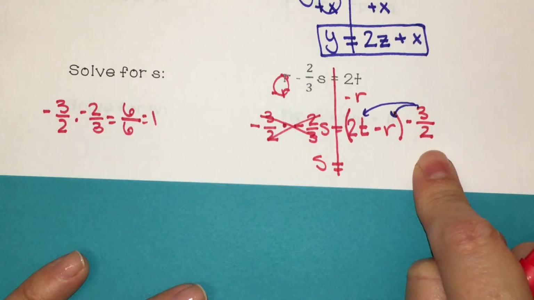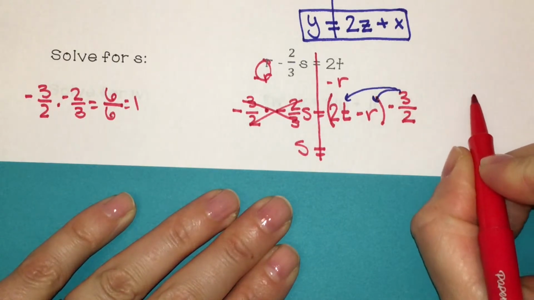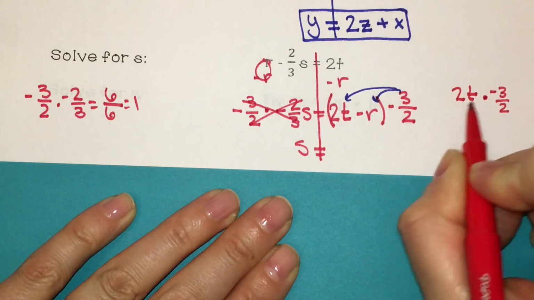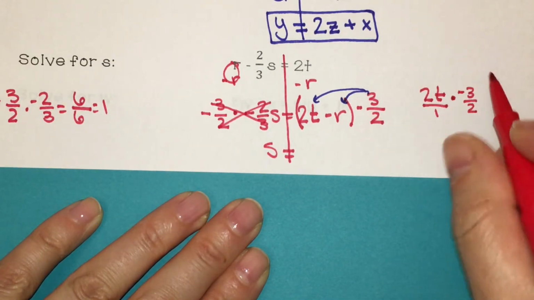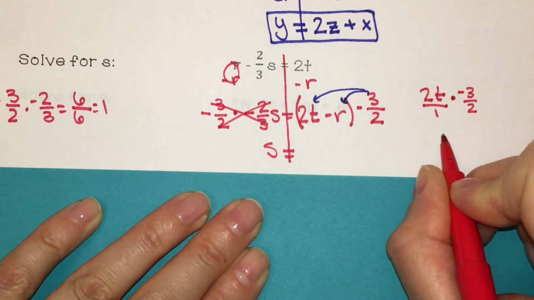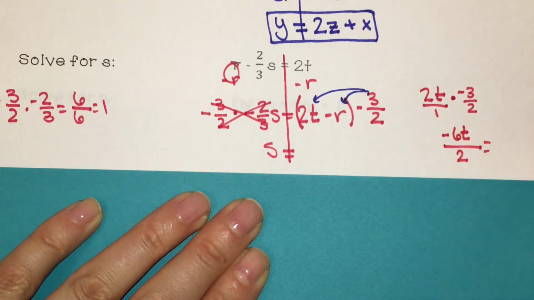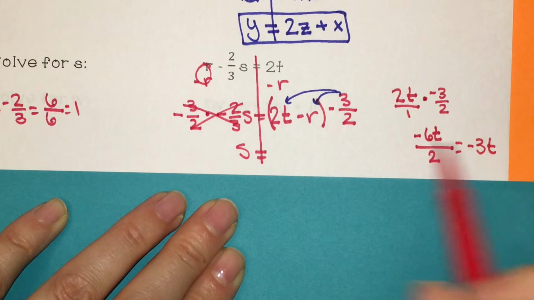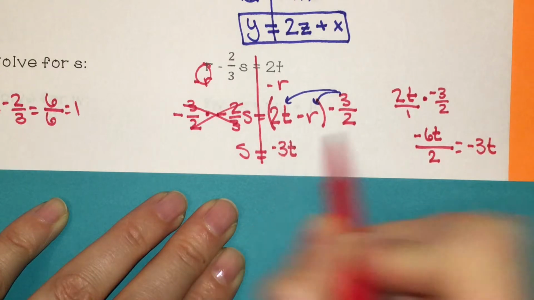So 2t times negative 3/2. Okay, this one's a little tricky. I'm going to write it over here. 2t times negative 3/2. I'm going to put 2t over 1. So I have 2t times negative 3. Well, 2 times negative 3 is negative 6, t on top. 1 times 2 is 2. But I can reduce this because negative 6 over 2, or negative 6 divided by 2, is negative 3. So that leaves me with negative 3t. So 2t times negative 3/2 is negative 3t.